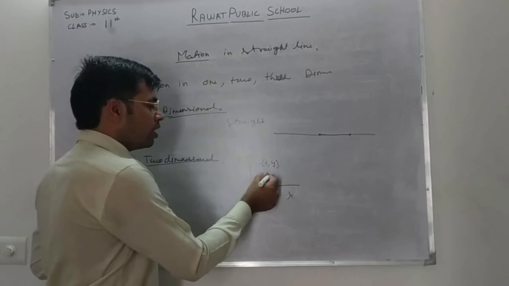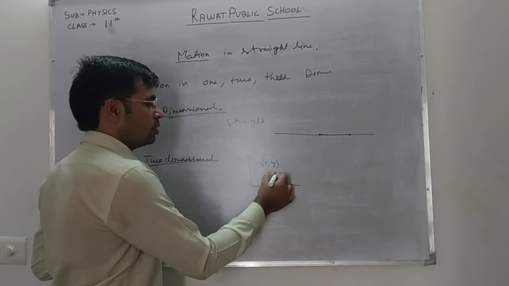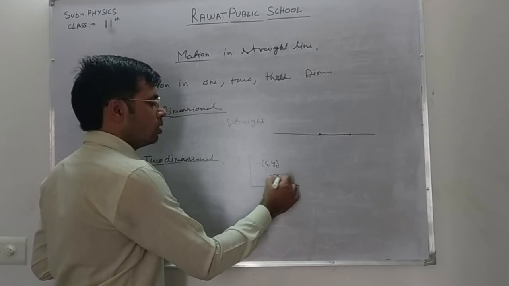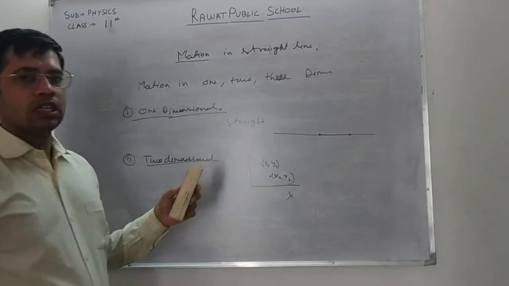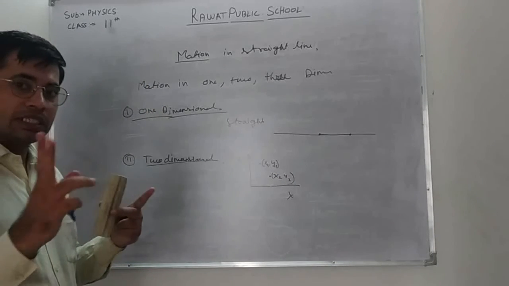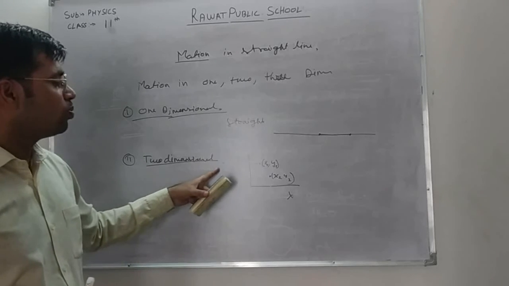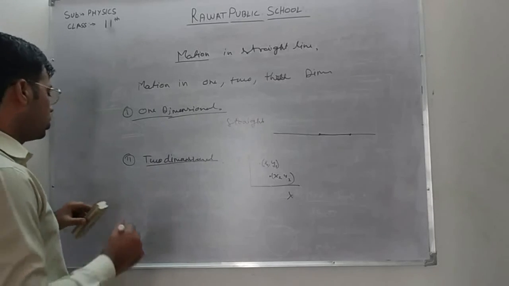Now after some time, if the position is here, that means x2, y2. Now both the coordinates are changed. That means two coordinates are changing which are specifying the position of the object. Such kind of motion is known as two-dimensional motion.